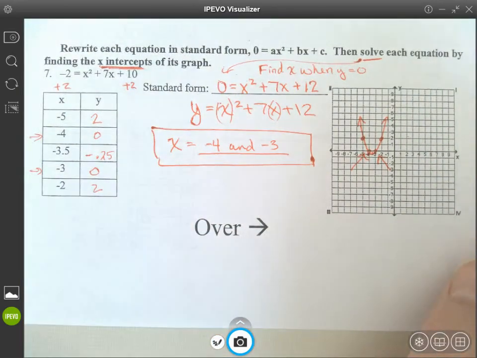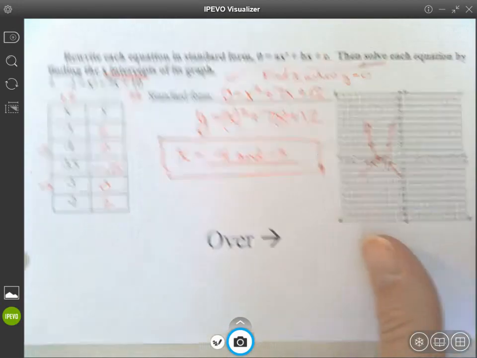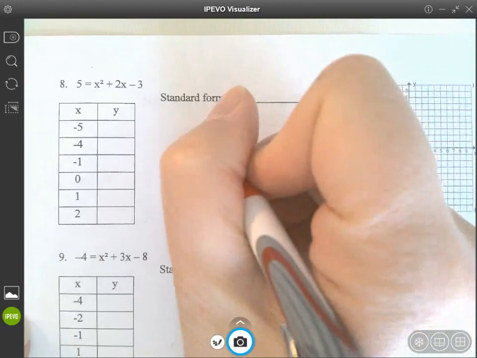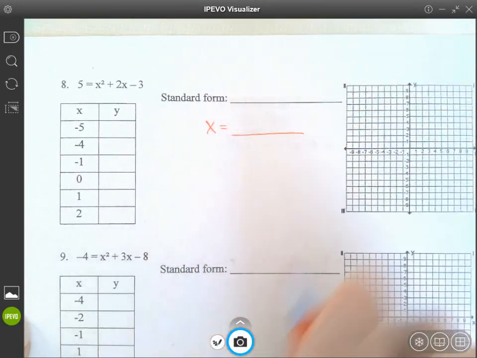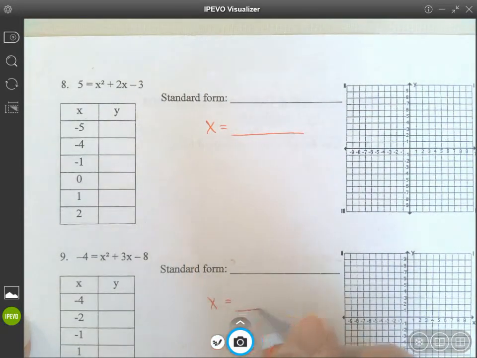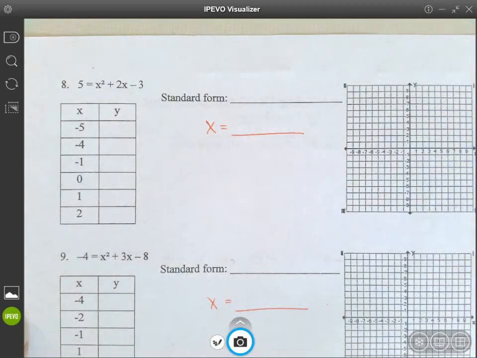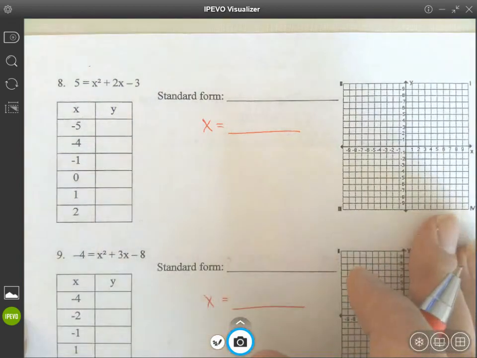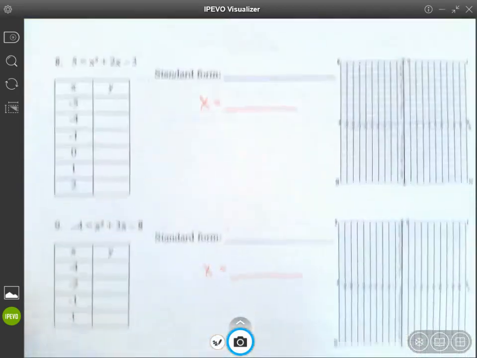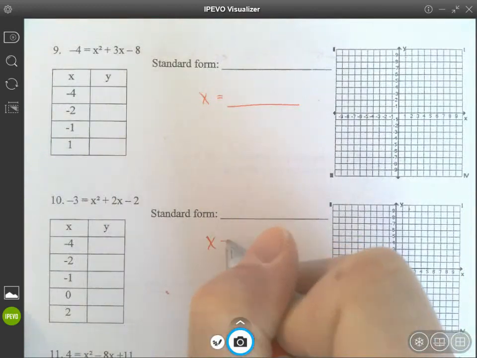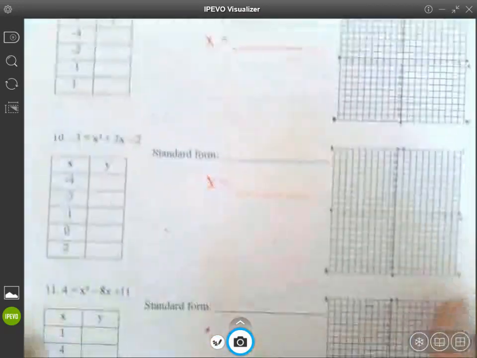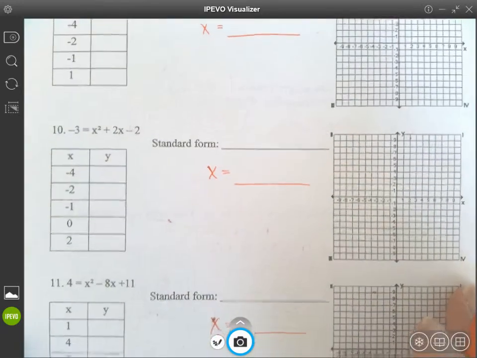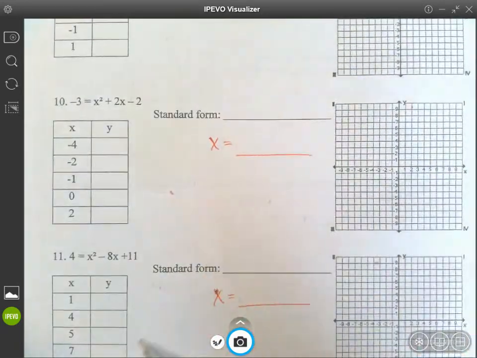Now, flip your paper over, if you would be so kind. And underneath each of these where it says standard form, please go ahead and write x equals with a little line, because otherwise we're going to be turning you back saying you didn't solve them. So yes, put them in standard form, fill in the table, graph it, but you have that extra step of finding the x-intercepts. So under each of these problems, write your little x equals so you remember to give that final answer.